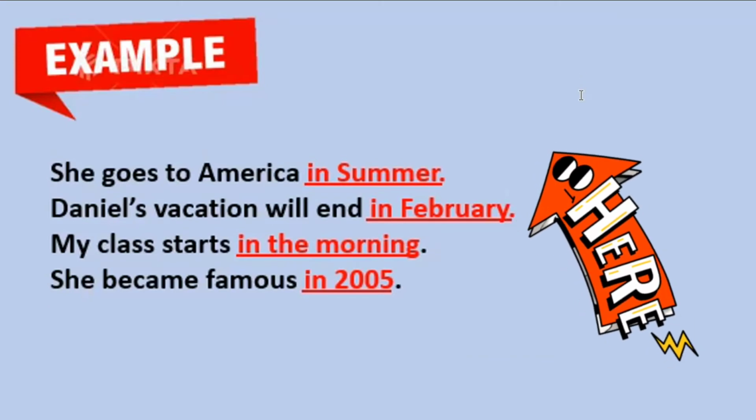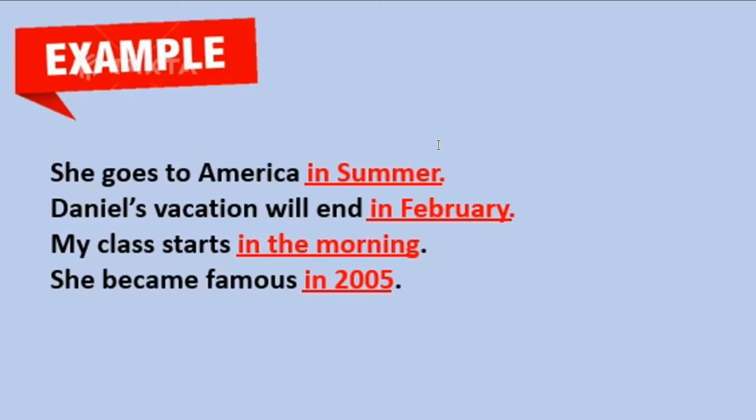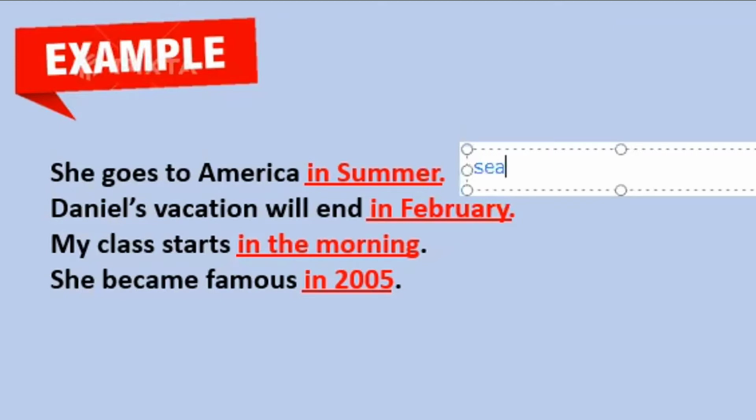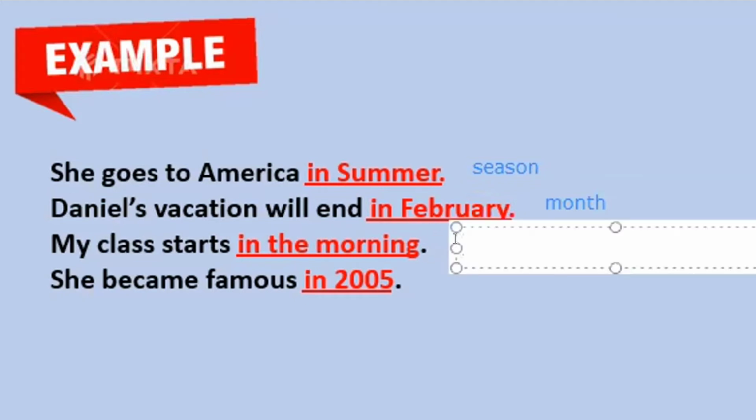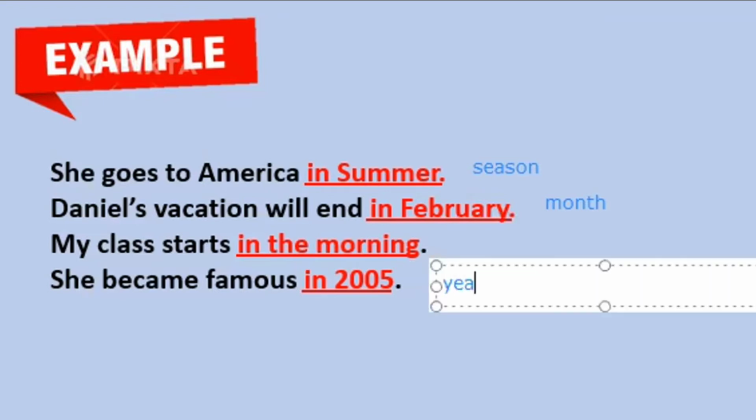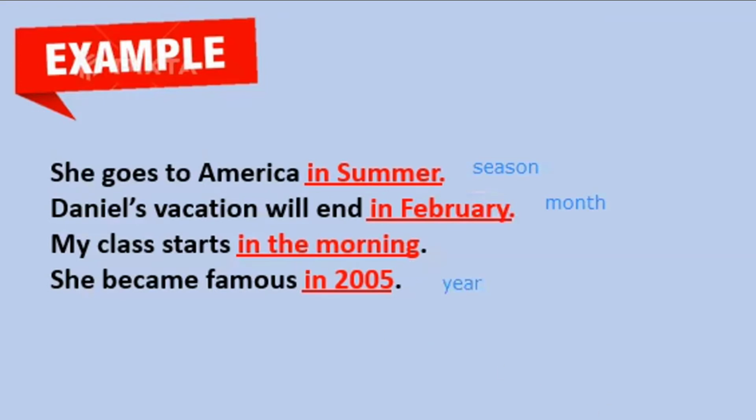Here are the examples. She goes to America in summer. Of course, we know summer is a season, so we usually use in when we refer to seasons. Next, Daniel's vacation will end in February. Of course, February is a month, so we will use in also. Next, my class starts in the morning. In the morning is part of the day, and we will use in here also. She became famous in 2005. Remember, 2005 is also a year, so we will use in here.